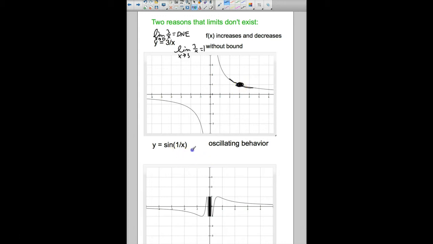Oscillating behavior, the limit of sine of 1 over x as x approaches 0 does not exist because the graph just goes crazy up and down in between negative 1 and 1, so there's no limit.